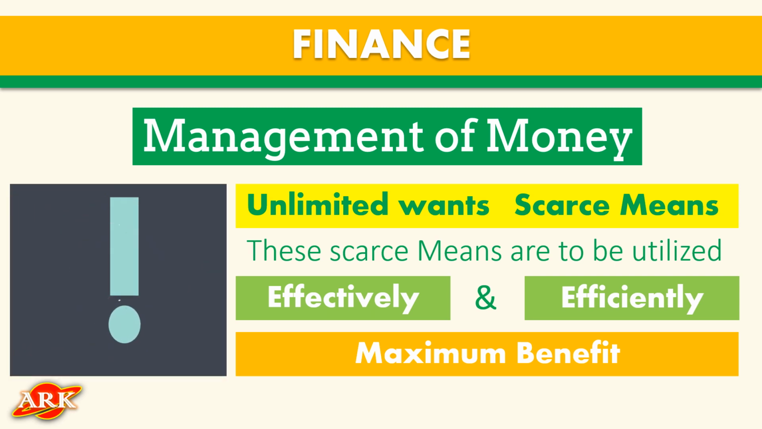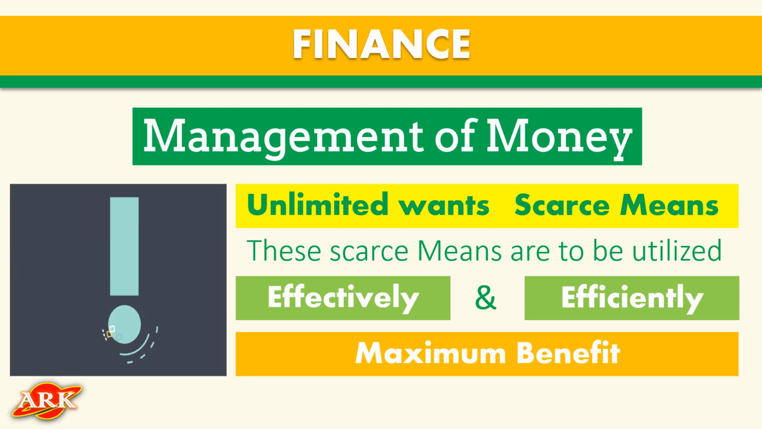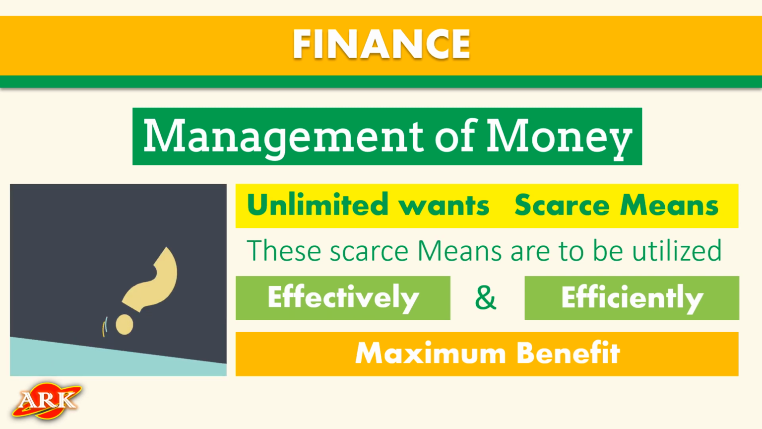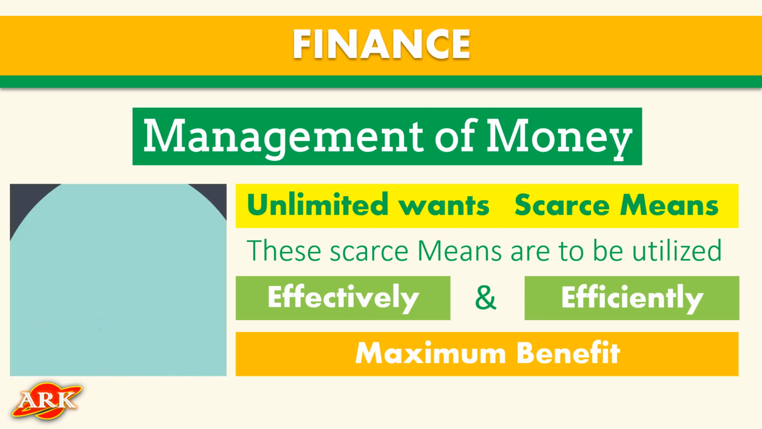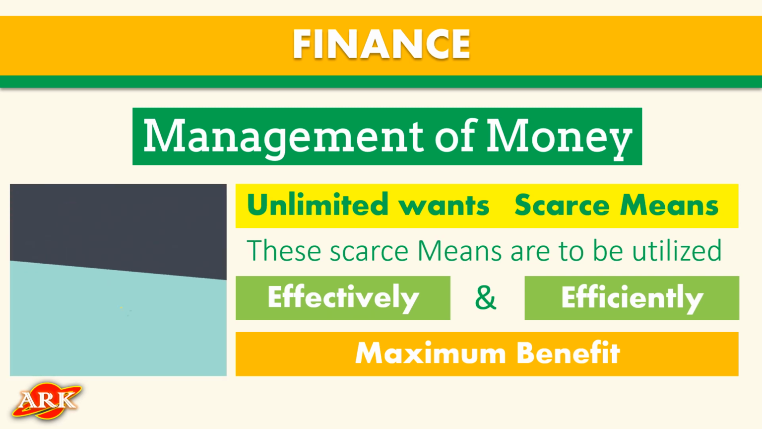Effectiveness represents getting a qualitative output, and efficiency represents getting a quantitative output. Getting a high quality output is represented by effectively, and getting a high quantitative output is represented by efficiently.